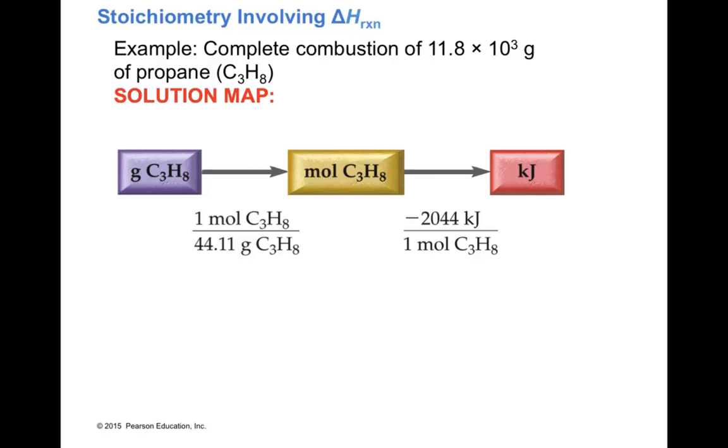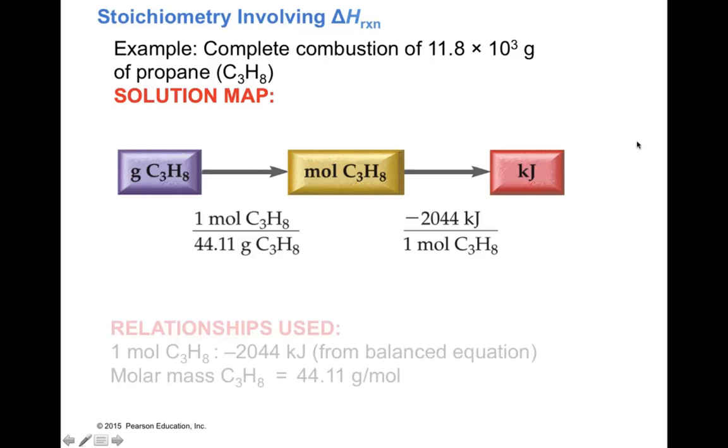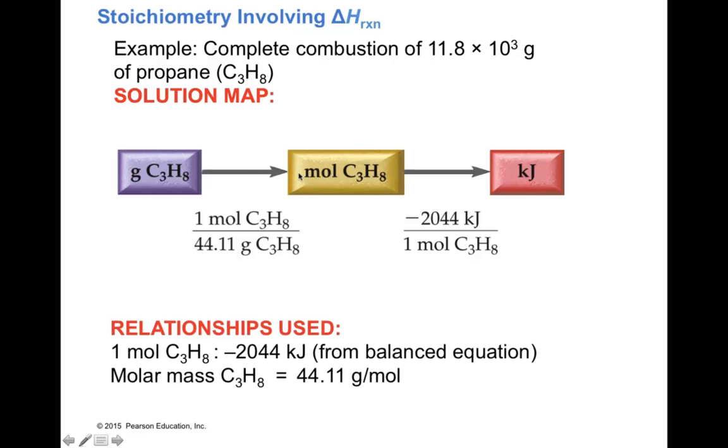So we need two relationships here. One is the molar mass of propane, and the other one is the ratio between the moles of propane and the amount of heat that is produced. And in this case, remember that I'm using the word released because we know that it is negative, an exothermic reaction. If it were an endothermic reaction, we would need to mention that it's absorbed. But in this case, it's negative.